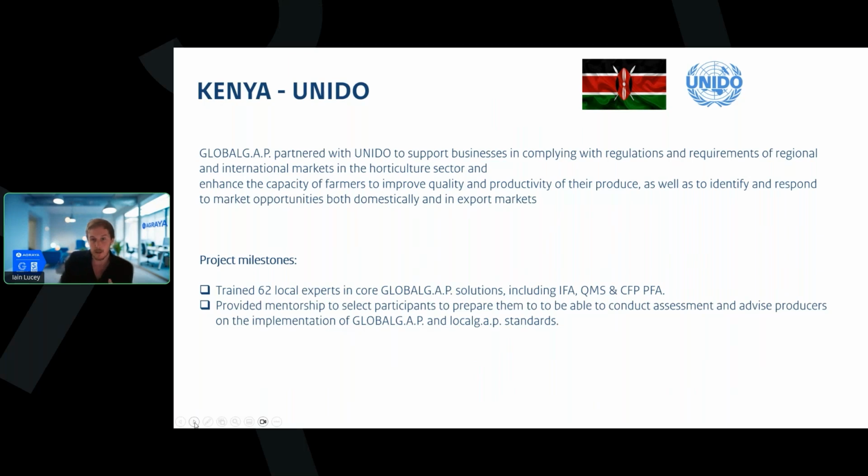And as mentioned earlier, this was done through identifying local experts active in Kenya. Some of them work for government, some private sector, some independent consultants, and we provided training for them in the GLOBALG.A.P. Integrated Farm Assurance standard, the quality management systems, and the crops processing, as well as PFA. So quite significant training components, with the goal of being able to enable these experts to work with the producer groups to support their farmers in achieving certification.